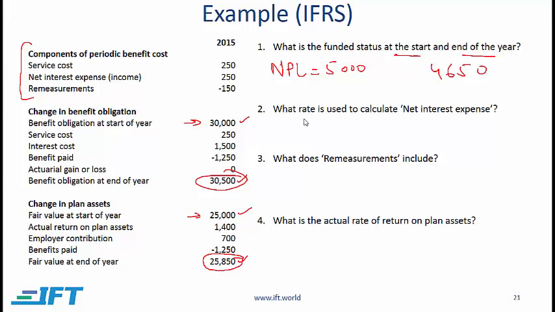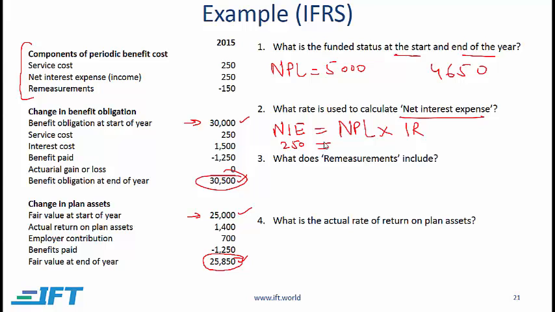Next question. What rate is used to calculate the net interest expense? Now you might recall from our IFRS discussion earlier that the net interest expense is equal to the net pension liability times the interest rate. In our case, the net interest expense is given, this is 250, and the convention we are using is that the expenses are shown as positive numbers and any income or gains are shown as negative numbers. So the net interest expense is 250.